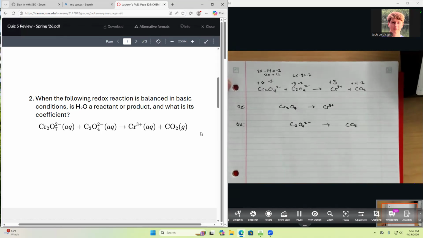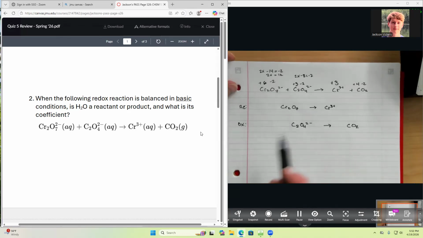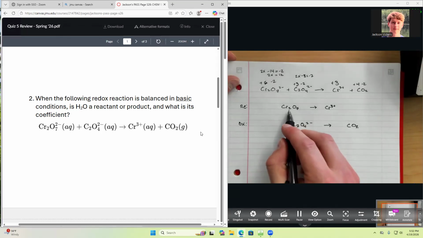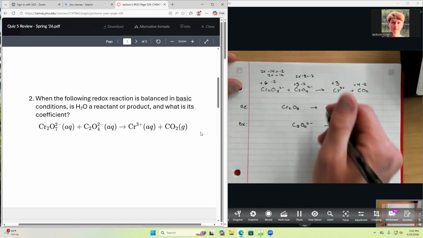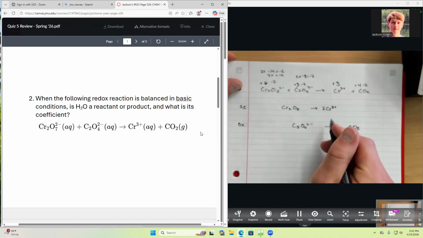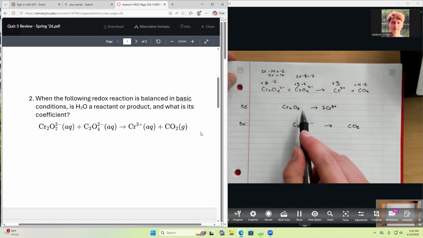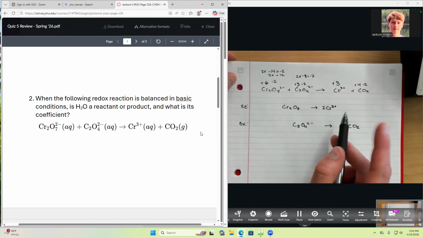First step is the same as it was on the other one. So we have to balance things that are not O or H. And so this one, we have 2 chromiums here and only 1 here. So I'm going to throw a 2 in front of the Cr3+. Now we go on to the O's, and we have 7 of them here. So what are we going to add to the product side?